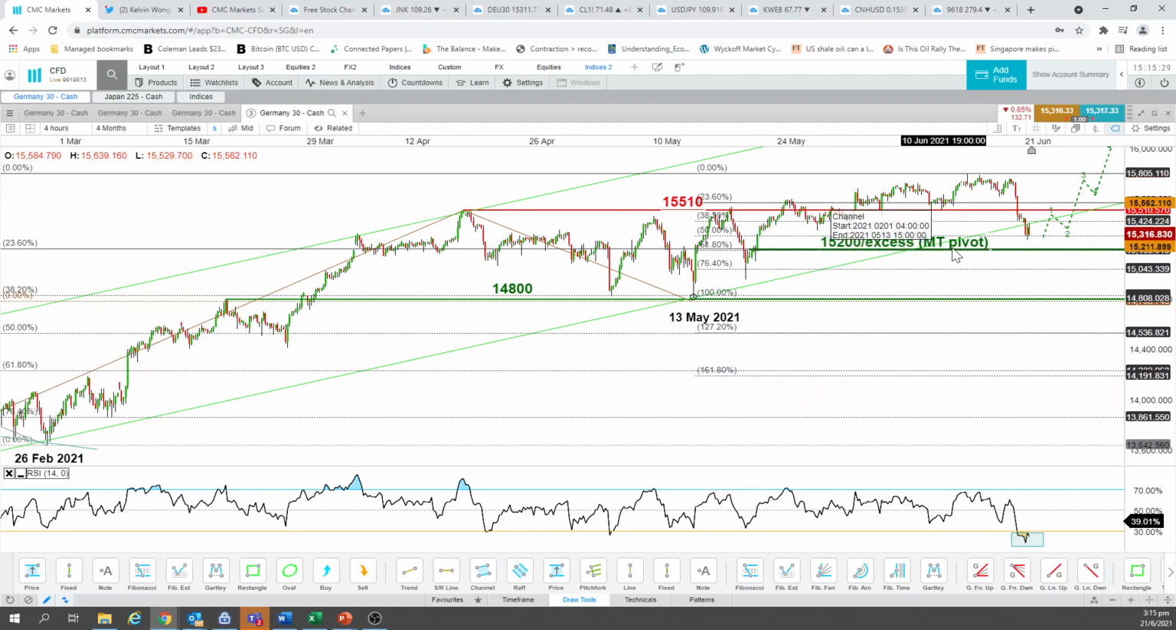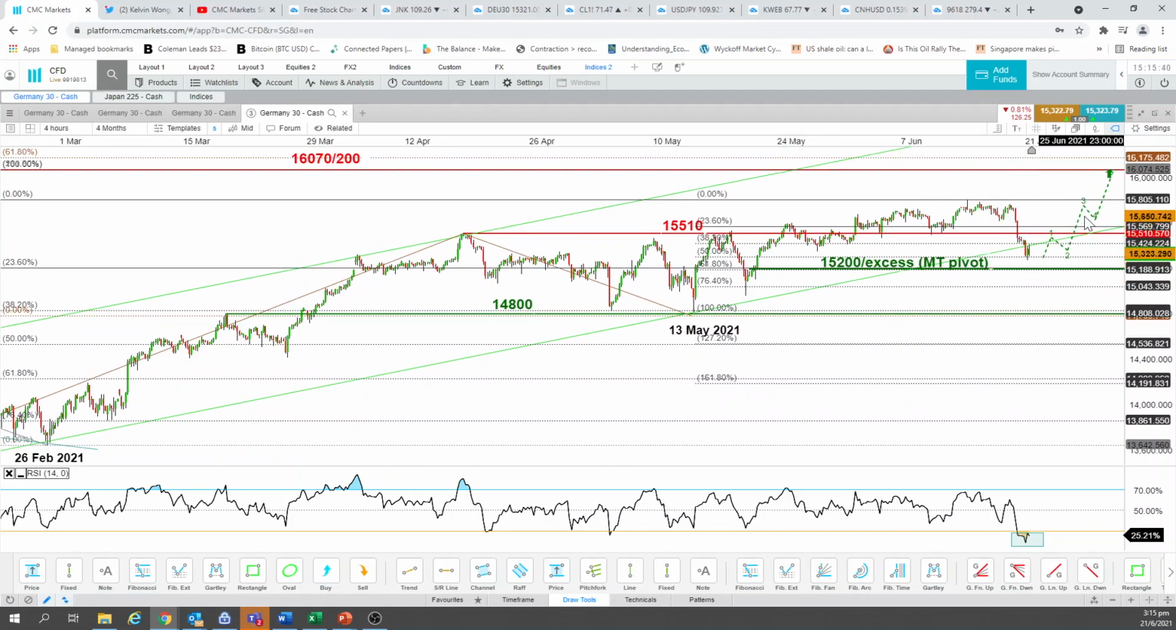So that is my key medium-term pivotal support for this week. As long as it doesn't have a 4-hour close below 15,200, potentially you could see a chance for it to shape a higher high again.